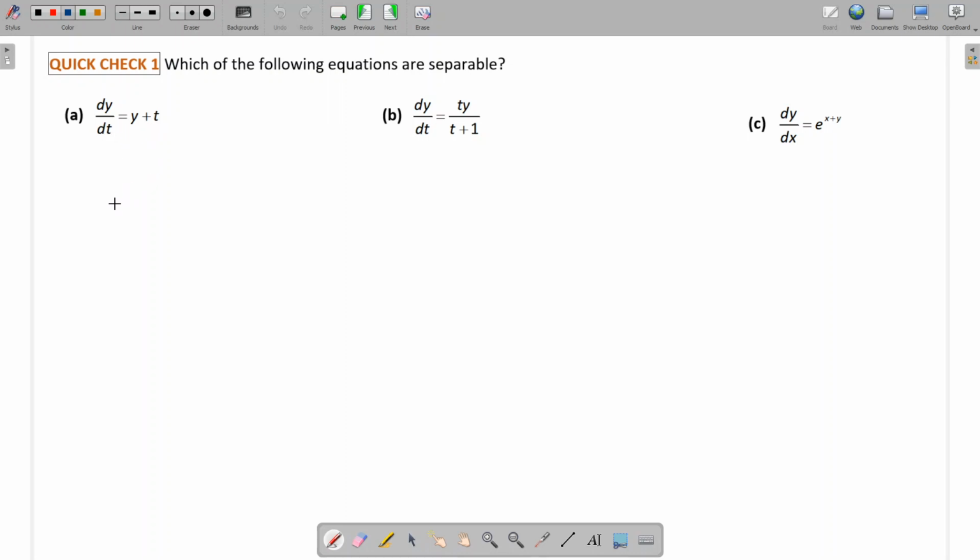You might say, well, sure you can. You could subtract that y over, so you have dy dt minus y equals t, and then you can multiply by dt. But the problem when you do that is you're going to get a dt on this term right here. So you can't actually separate them. So that first one, not separable.